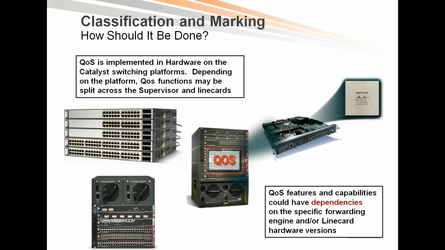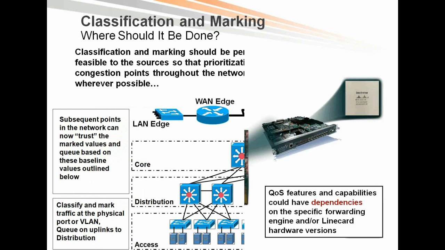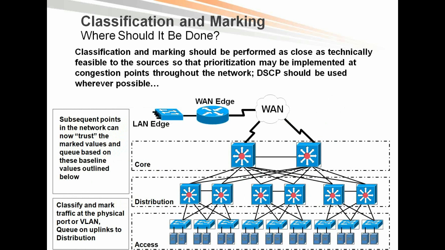At the access edge, again, focus on putting as much classification and marking into the hardware as possible. Where it should be done is quite simple. We want to establish what we classify as a trust boundary. As traffic comes into the network, just like someone comes in your front door of your home, you want to verify who that is. When traffic comes into the network, we verify it by classification, we mark it there at the access edge, and then we allow it free reign all the way up into the distribution in the core.